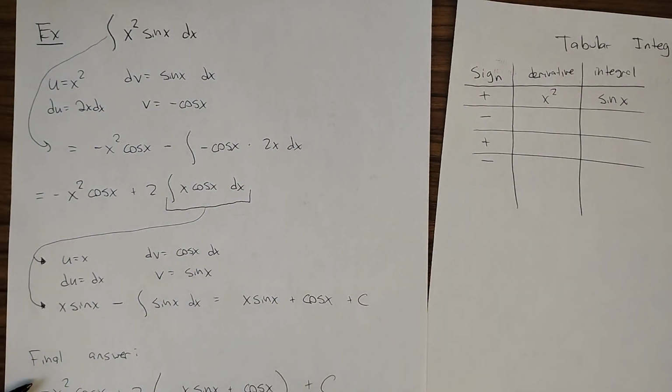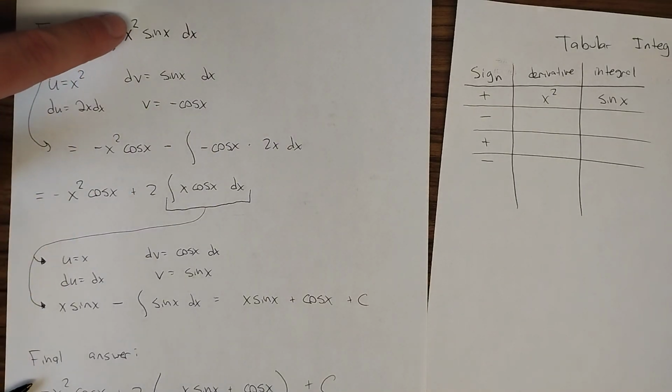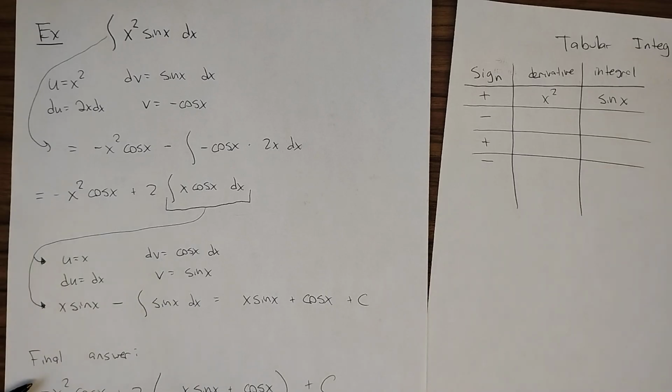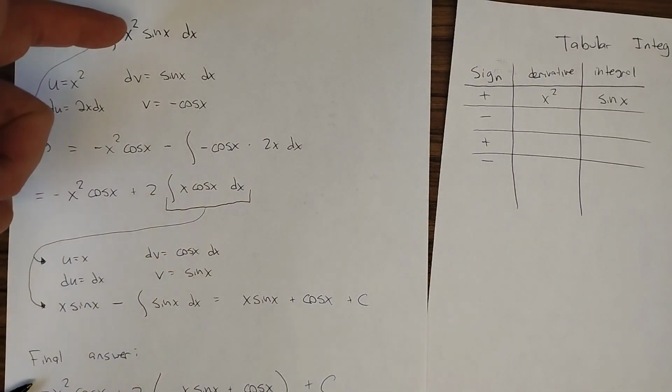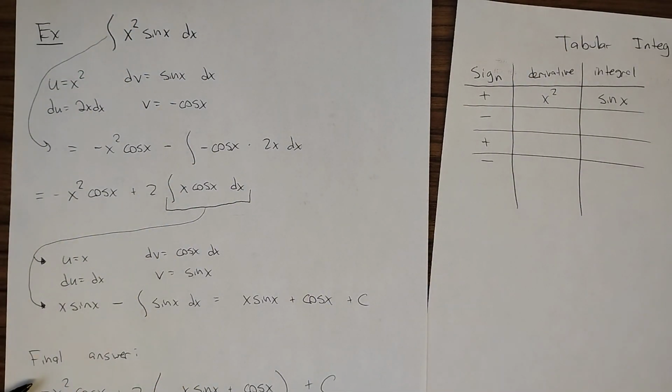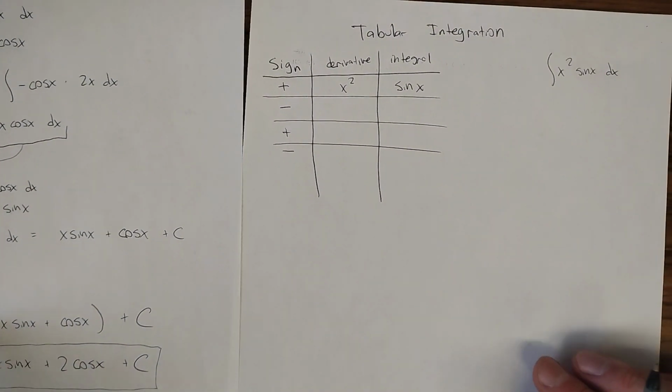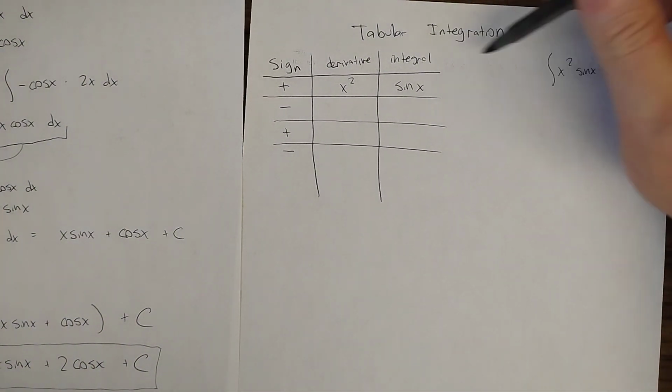When you're in a situation where you anticipate doing integration by parts multiple times like this, like we see an x squared, and we anticipate having to do integration by parts twice, because each time we do it I get rid of an x, and there's 2 x's, so I'm going to do it twice. There's a shortcut for that. This shortcut is called tabular integration. So let me show you this.